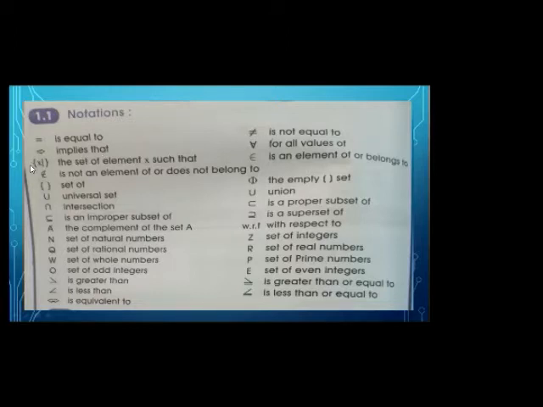If this type of symbol is written here, it is read as the set of elements x such that. This line is representing such that. Next is not an element of, or does not belong to. You see, this is the symbol, and over the symbol we have a line. If the line is drawn, it gives the idea of is not. So we read it as is not an element of or does not belong to, both having the same meaning.